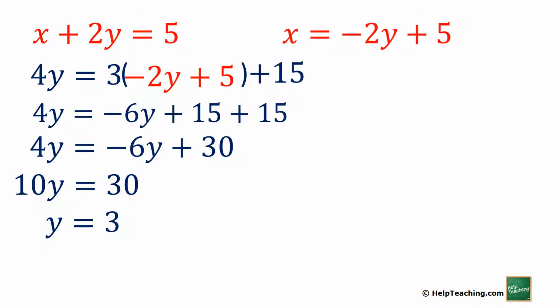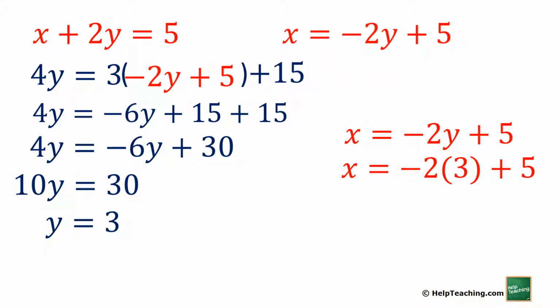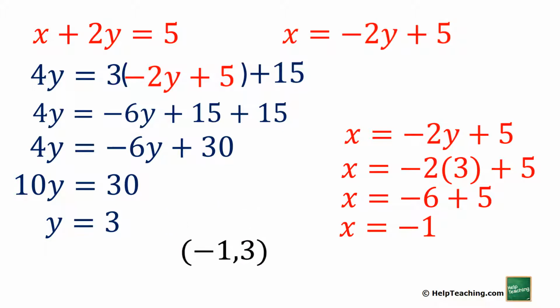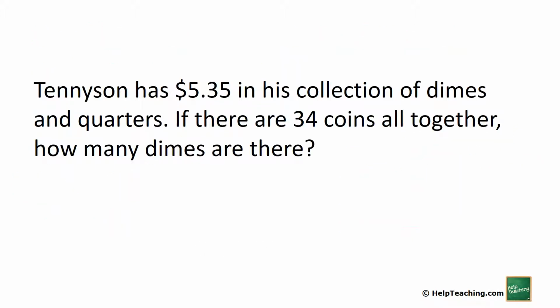Now I can take that value of y equals 3 and replace the y in the previous equation with the value 3 because y is equal to 3. So I can bring it down, replace the y with 3. I get x is equal to negative 2 times 3 plus 5, which is the same as x is equal to negative 6 plus 5, or x is equal to negative 1. My final solution is (negative 1, 3), because both equations are true when x is equal to negative 1 and y is equal to 3. Let's look at a word problem.